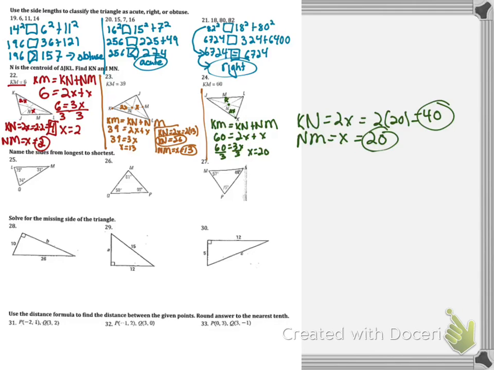Name the sides from longest to shortest. We just did this on the other side, but we'll continue on here, and we see that our longest side is the side opposite of our biggest angle, which is that 75. So that's going to be OM, which is greater than, my next is that 74. So that's LM, which is greater than my smallest side, which is LO.